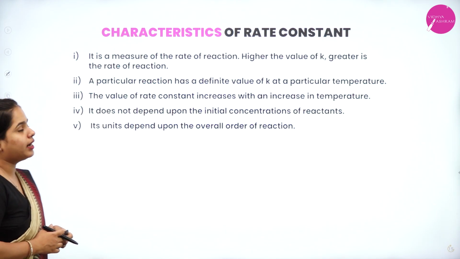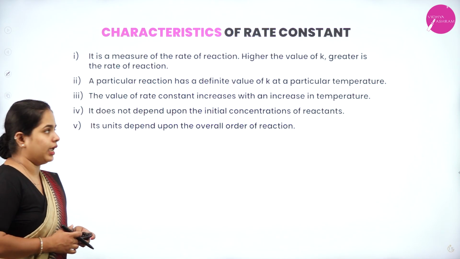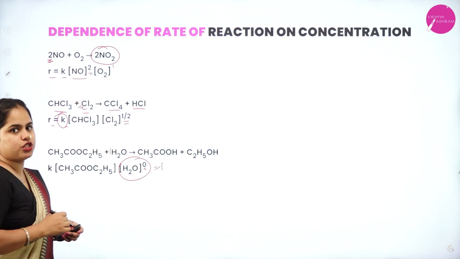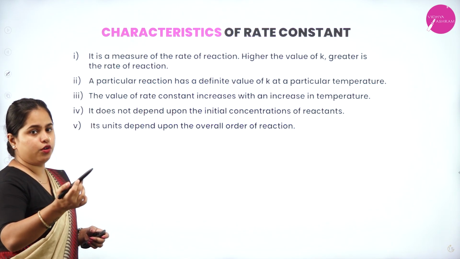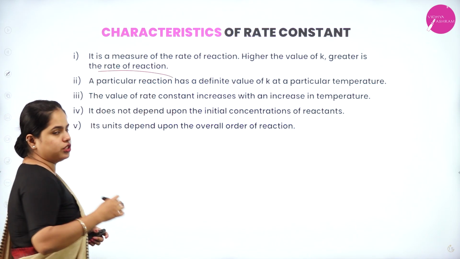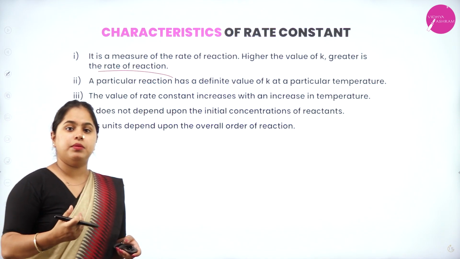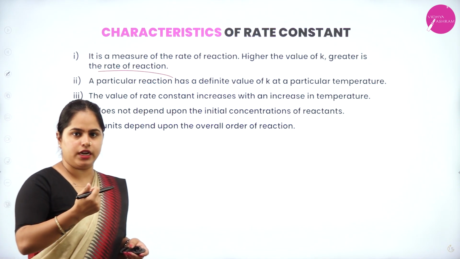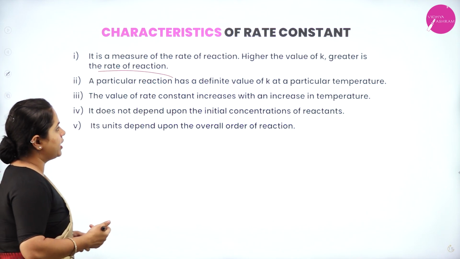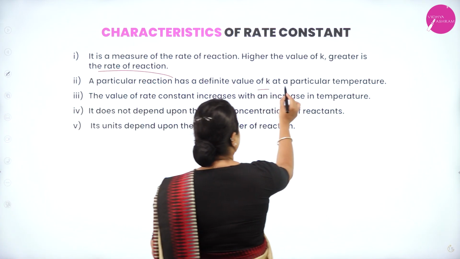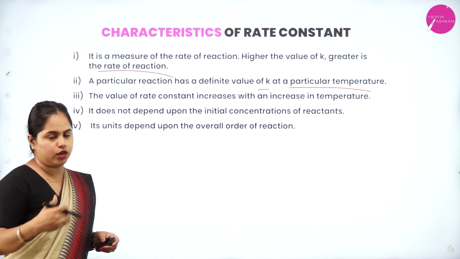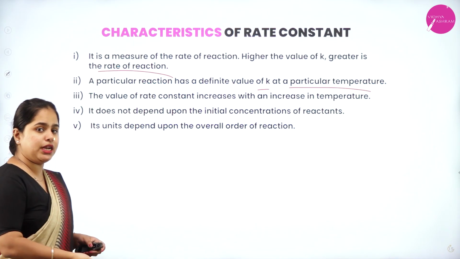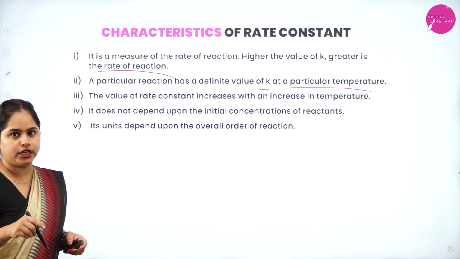Now the characteristics of the rate constant, that is K. It is a measure of the rate of the reaction. The higher the value of K, the greater is the rate of the reaction. So if the rate constant is more, that means the speed of the reaction will be more. A particular reaction has a definite value of K at a particular temperature. Each reaction will have a different value of rate constant, and if you change the temperature, the value of K will change also.